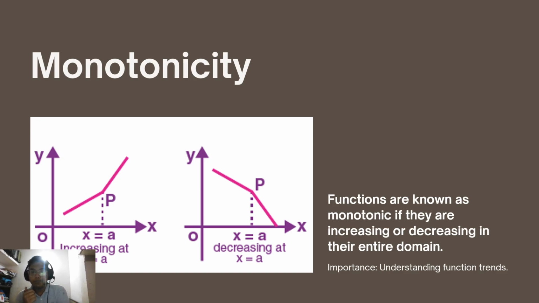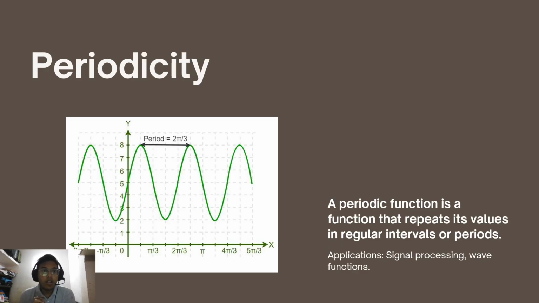So now we come across monotonicity. Functions are known as monotonic if they are increasing or decreasing in their entire domain, right? Like if a function in only one domain is increasing or decreasing, then we can say that this thing is monotonic. So monotonicity it is. The importance is that it helps us understand the function trends.